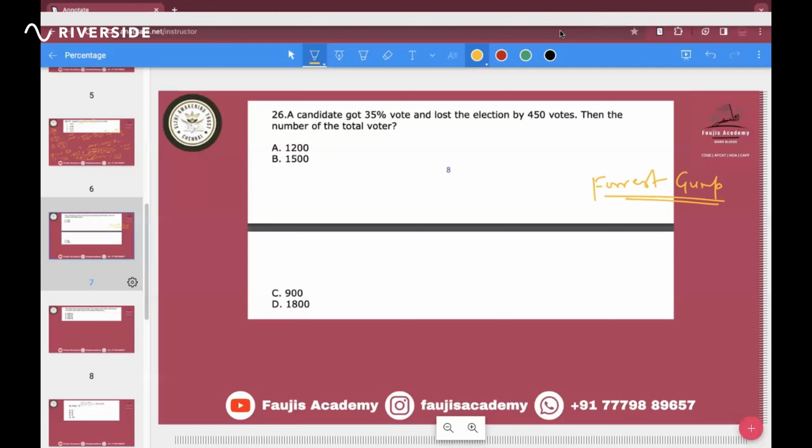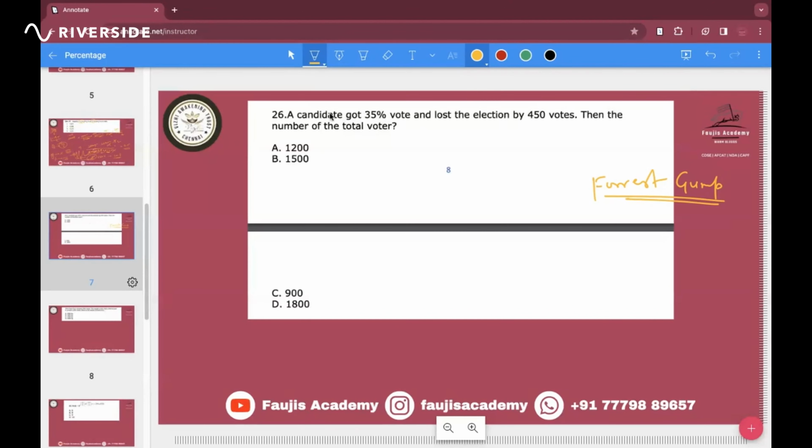So how will you find out? See, over here, a candidate got 35% of vote. They have not explicitly mentioned that there are only two people who stood in the election. They should have mentioned. But since they have not mentioned, you have to assume that there are only two persons. So since A got 35% of vote, how much percentage of vote did B get?